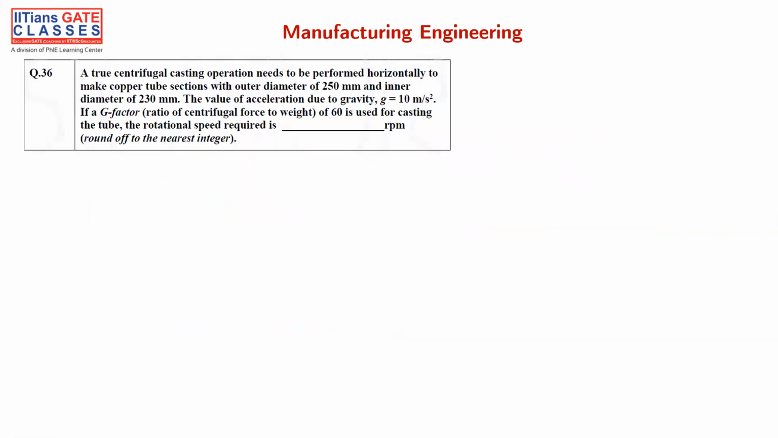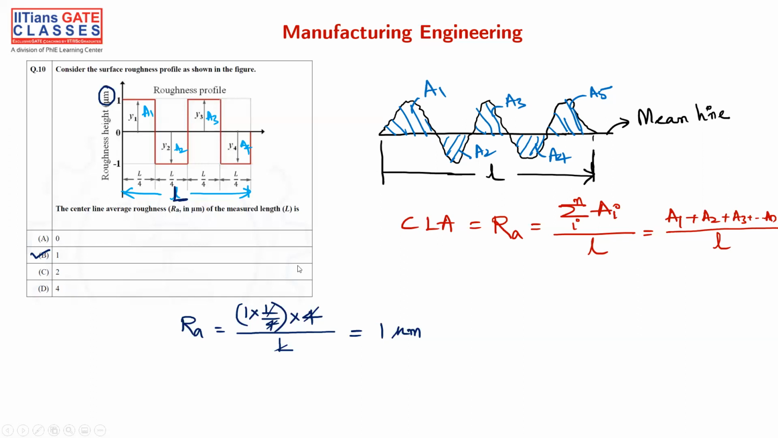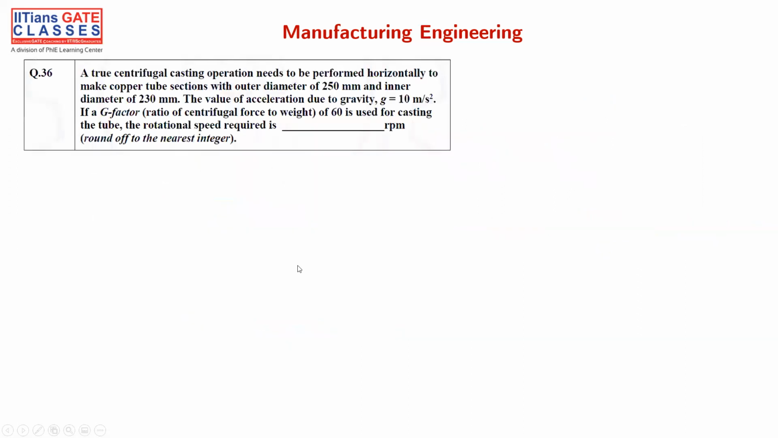Next question. Till here we have attempted only 1 mark questions, and this question is a 2 mark question. So let's read the question and carefully attempt it. A true centrifugal casting operation needs to be performed horizontally to make a copper tube section with outer diameter as 250 mm and inner diameter as 230 mm.